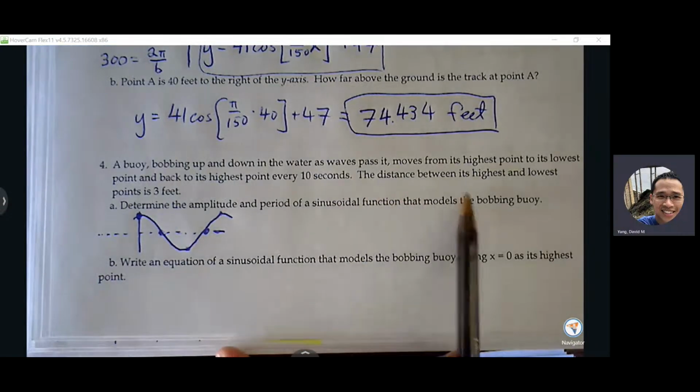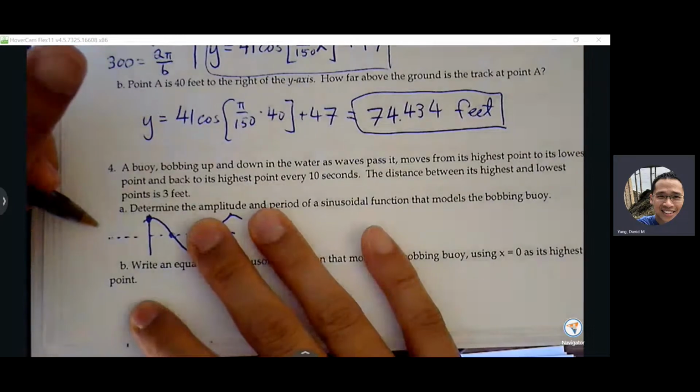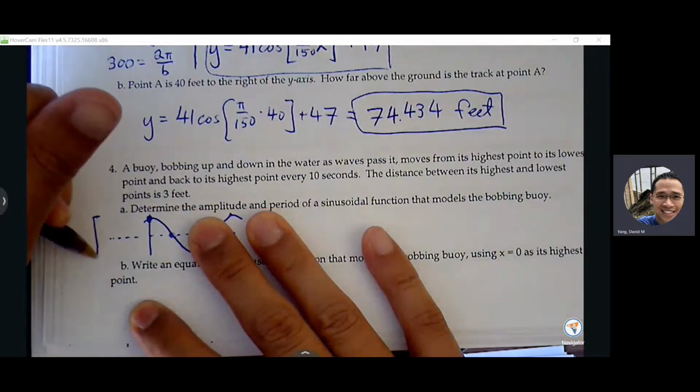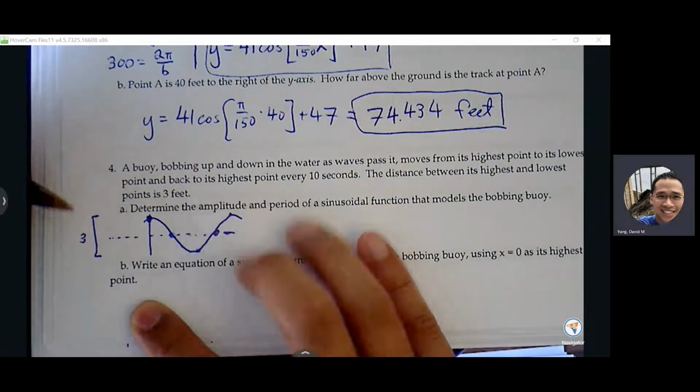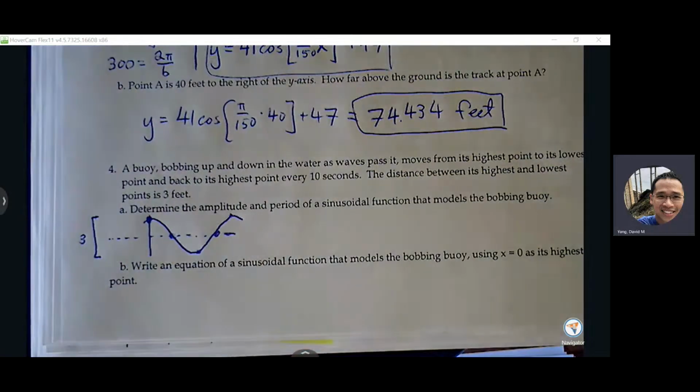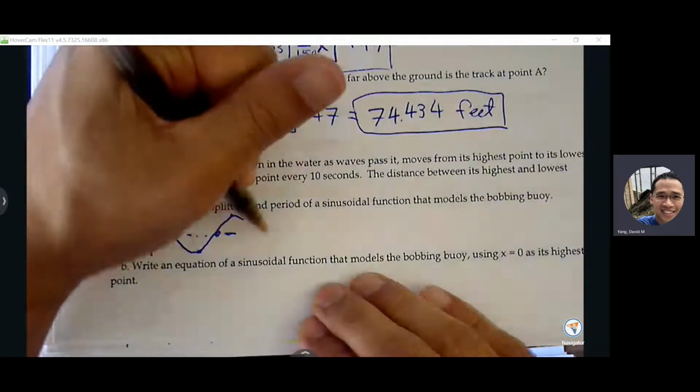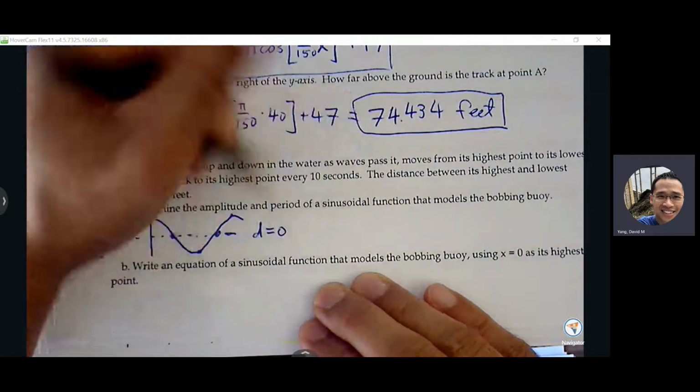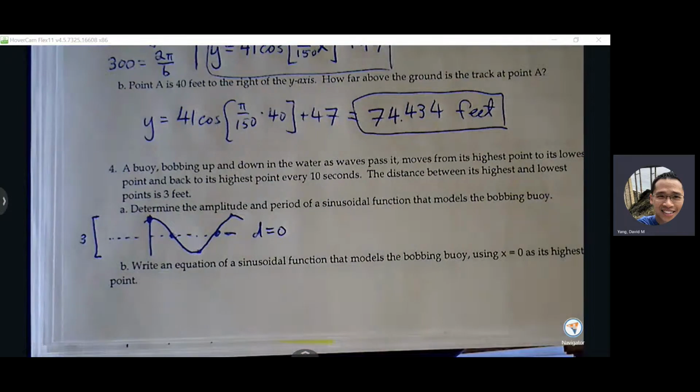Okay, the distance between its highest and lowest point is 3 feet. So we know that from here to here is 3 feet. And if there were no waves at all and the buoy was not bobbing up and down, we'll consider that as sea level. So we're going to let D be 0, because sea level is basically ground level.